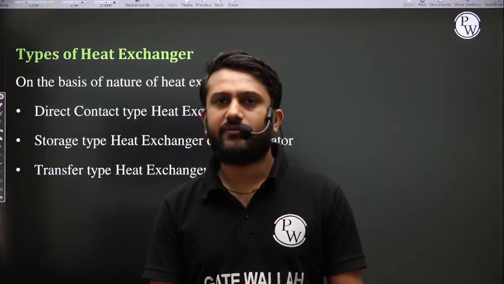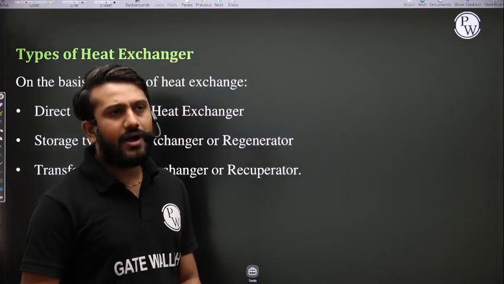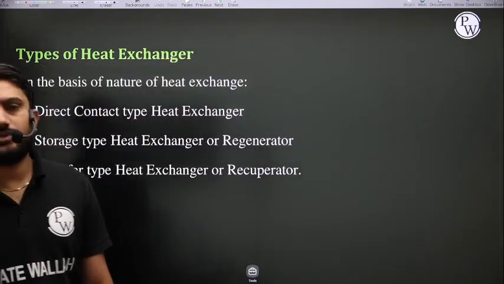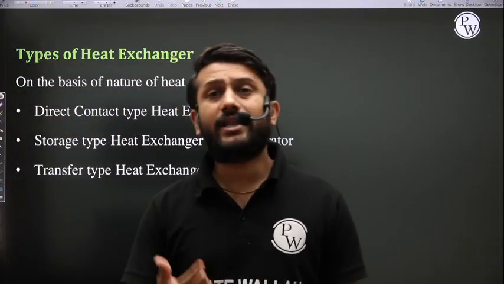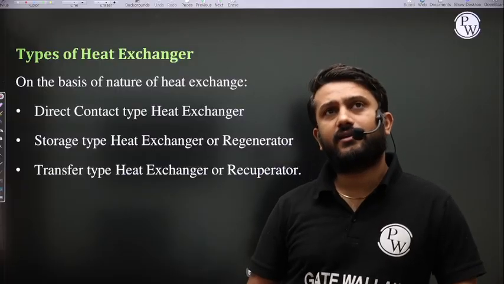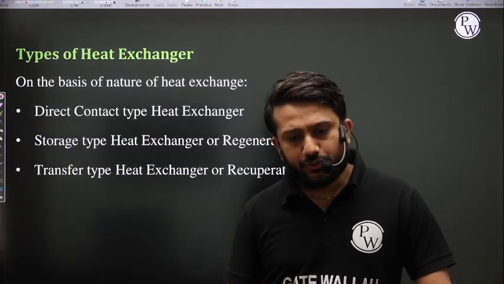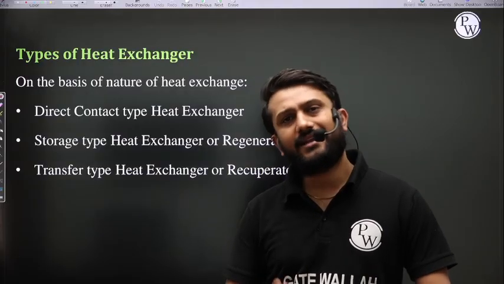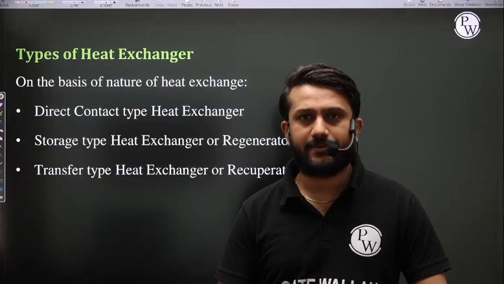Indirect contact type of heat exchanger, hot fluid and the cold fluid come into direct contact, right? If you ask me, sir, what are the examples of the direct contact type of heat exchanger? The cooling tower which is used in the steam power plant, the cooling tower which is used in the refrigeration plant, that is an example of the direct contact type of heat exchanger.